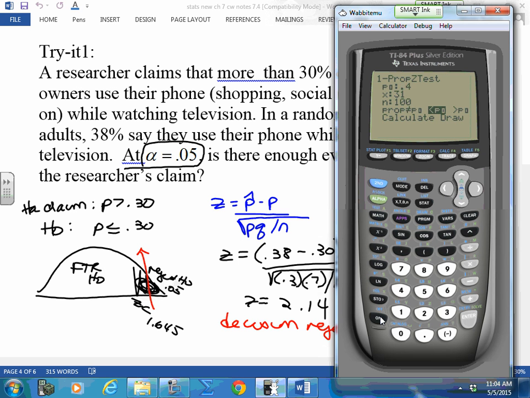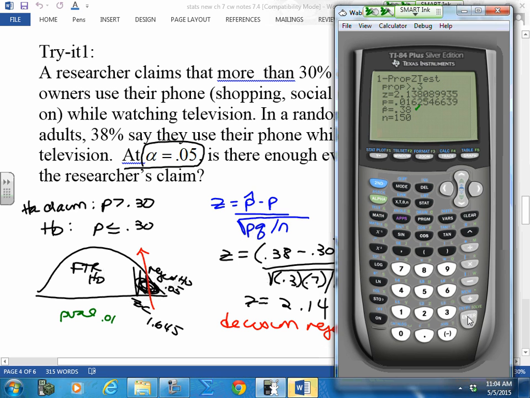Your proportion for your population is 0.3. Your X would be 57 over your N. Remember, you can't put any decimals in there. My tail is greater than, and I'm going to calculate. There's my z-score. Here's my p-val. And check to see, was my p-hat 0.38? Yes. My p-val is 0.0163. I'm going to test it against my 0.0500, less than or equal to, reject H0.